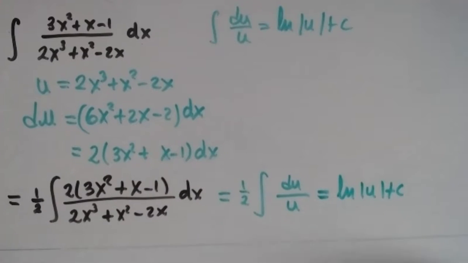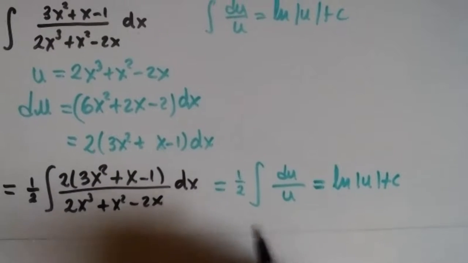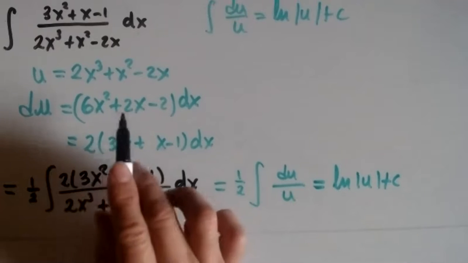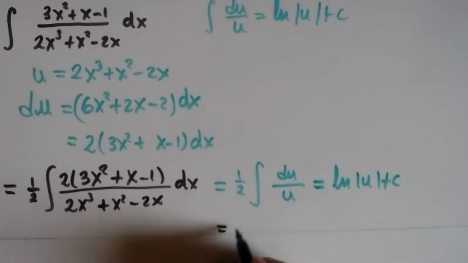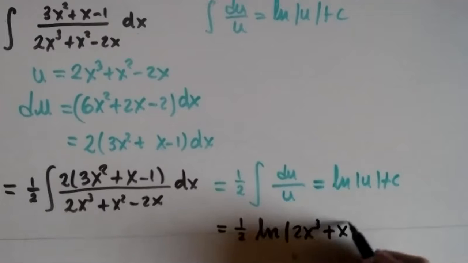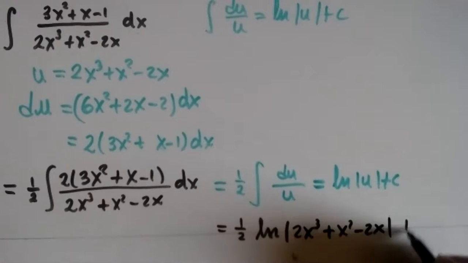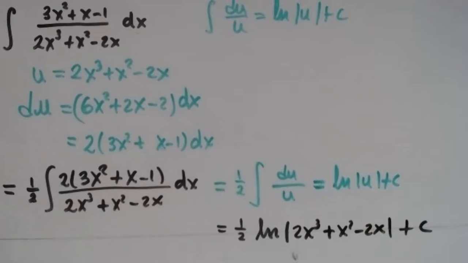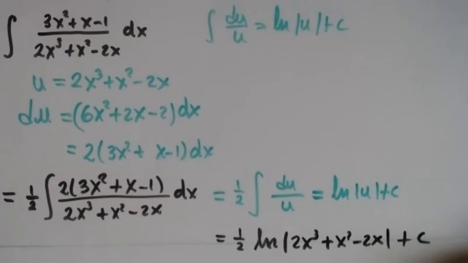Now, the only thing I have to do now is put the u value. So this expression is going to be 1/2 ln absolute value of 2x cubed plus x squared minus 2x plus c. So this is my expression, okay? Well, not a big deal, right? It's simple, it's the same procedure.